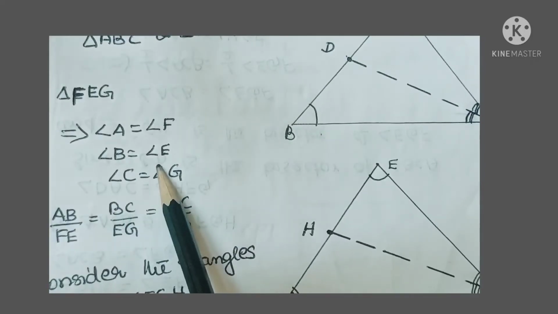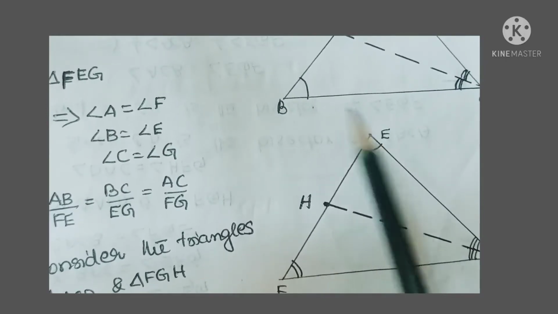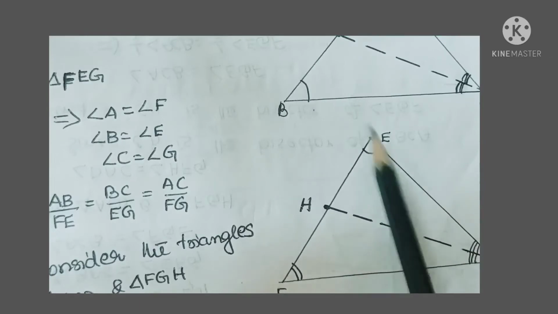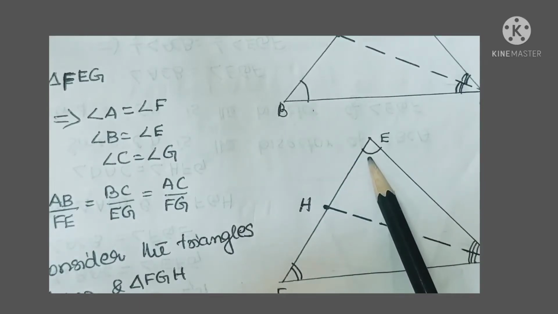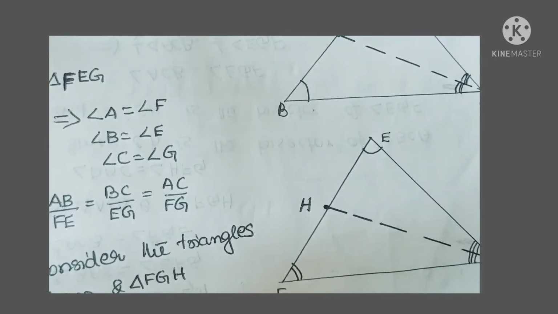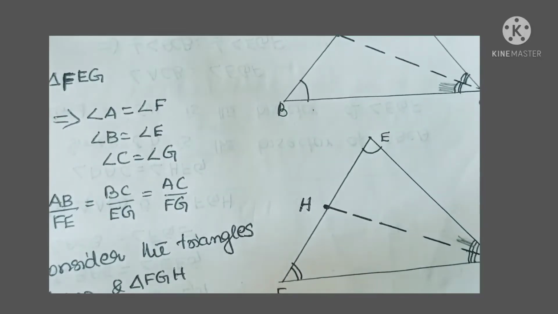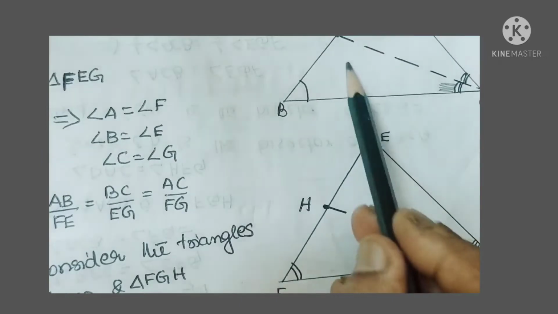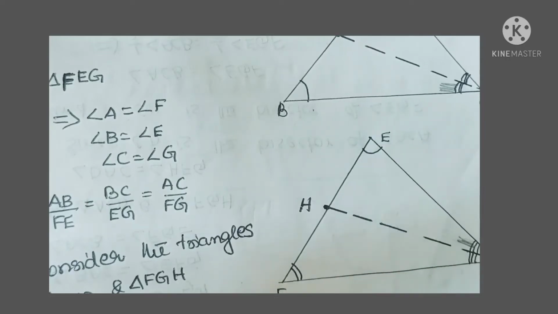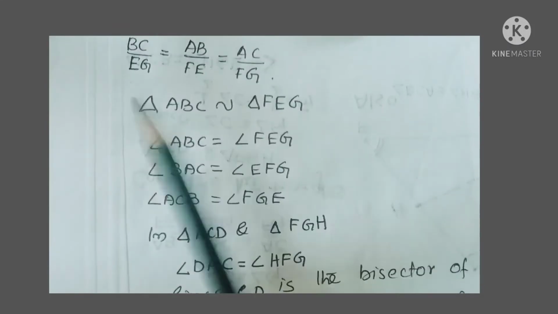Also given angle B equals angle E. Among these, DCB and HGE, angle B and angle E are equal, and the corresponding angles, these two angles, HGE and BCD, are also equal. That means in these two triangles, two angles are equal. Therefore, we can apply the AAA similarity theorem. Hence, these two triangles are similar.